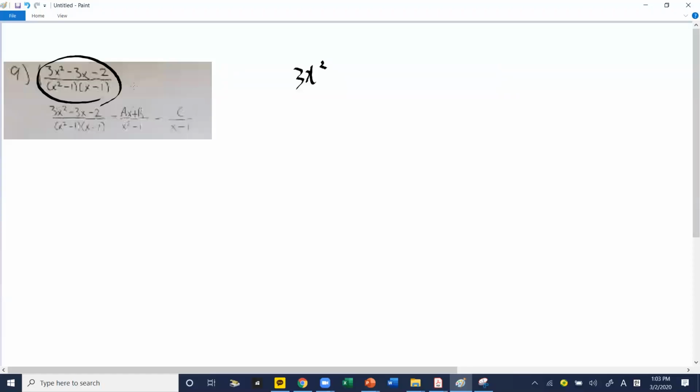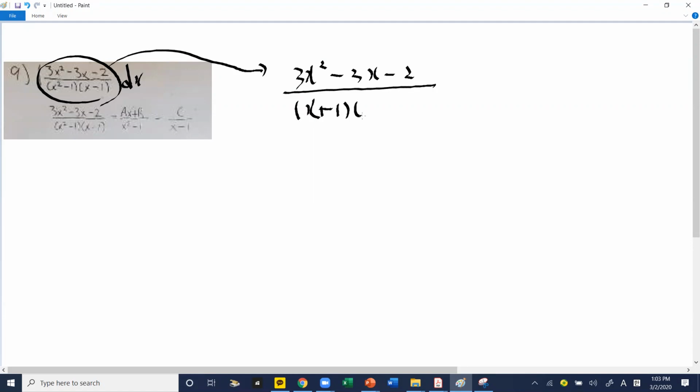Okay, I'm going to rewrite this integrand, okay? 3x squared minus 3x minus 2. The denominator can be factored like this one. What is it? x minus 1, x plus 1, and then another x minus 1. So x plus 1 and x minus 1 squared, right? Yeah, you get a perfect square trinomial. You can decompose it this way.